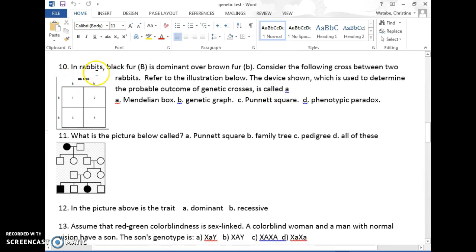Question number 10. In rabbits, black fur B is dominant over brown fur b. Consider the following cross between 2 rabbits. Refer to the illustration to the side. The device shown, which is used to determine the probable outcome of a genetic cross, is called A, Mendelian box, B, genetic graph, C, Punnett square, D, phenotypic paradox.